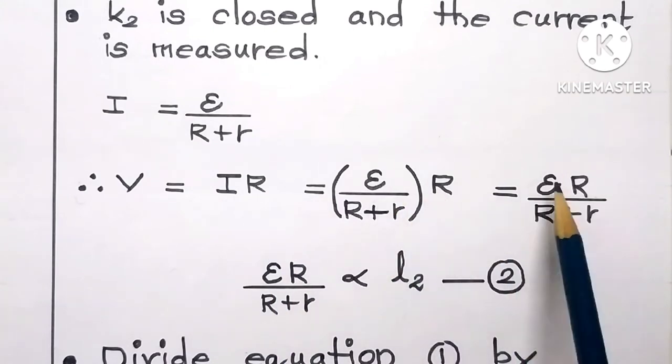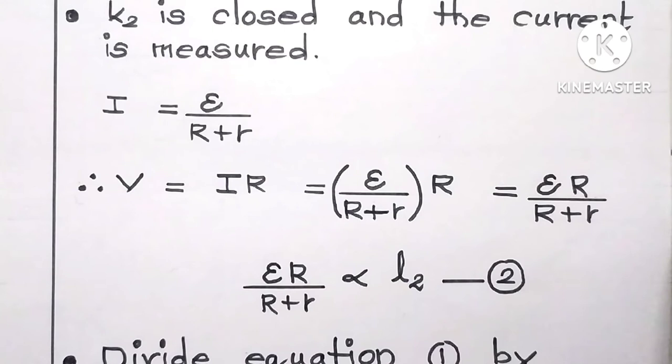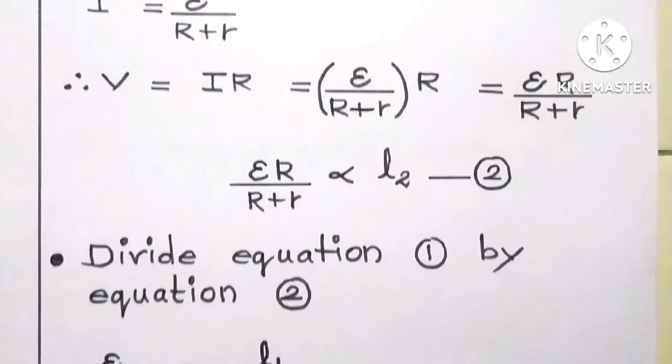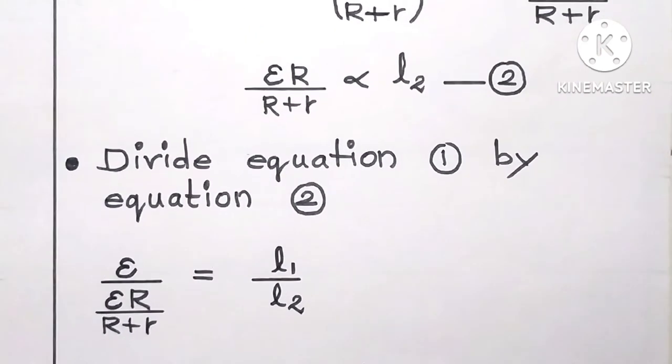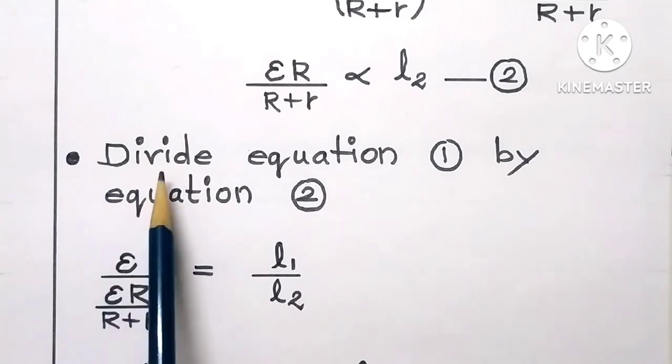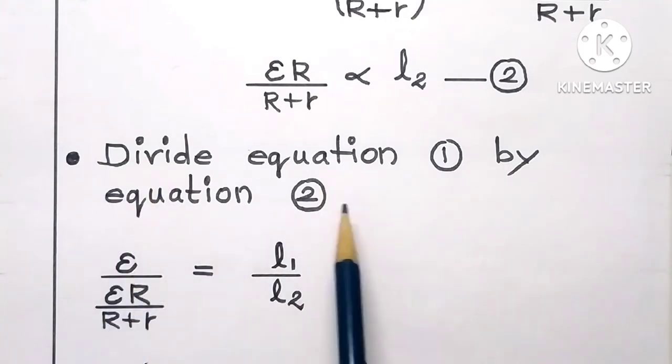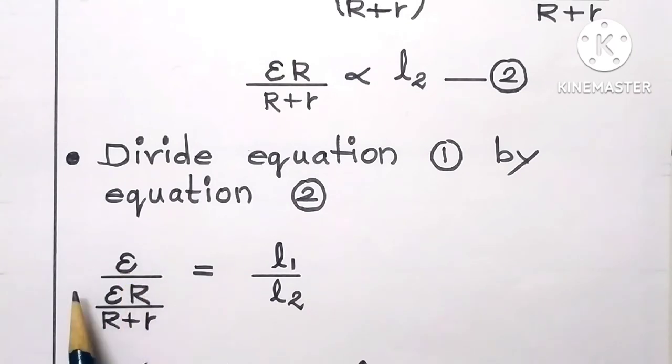So epsilon into R, epsilon R by capital R plus small r. Here this expression is nothing but the potential difference. So the potential difference epsilon R by R plus r is directly proportional to the balancing length L2. Let it be equation number 2. Now we are going to divide equation 1 by equation 2. So we have epsilon by epsilon R by R plus r is equal to L1 by L2.